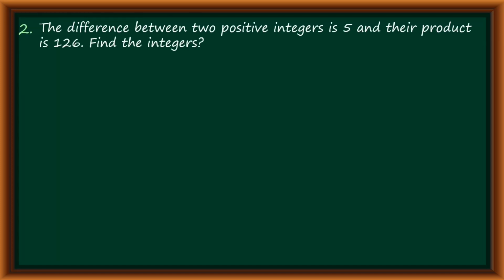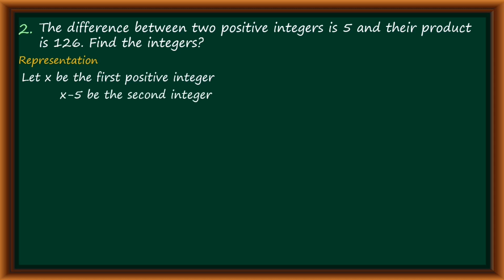Number 2, the difference between two positive integers is 5 and their product is 126. Find the integers. Let us have now the representation. Let x be the first positive integer. From here, the second integer is x minus 5. So let us have now the equation. Based from the situation, their product is 126. So let us have the product of x times the quantity x minus 5 is equal to 126.